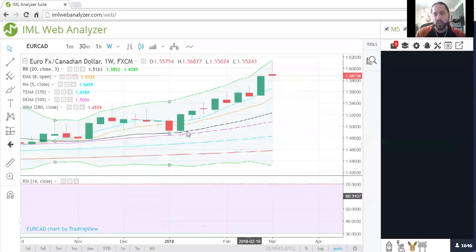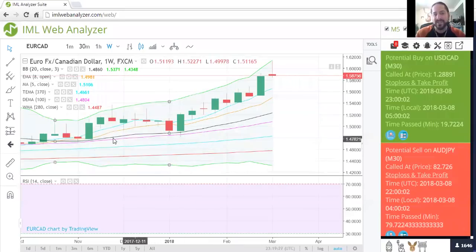And that is the 20 simple moving average right here in the middle. That is the Bollinger Band midline. You have your extended upper Bollinger Band. You have your lower Bollinger Band. The Bollingers are a measure of price action and volatility, so they tend to move big and small. They'll squeeze in or they'll expand based on the extreme volatility of the price movement.